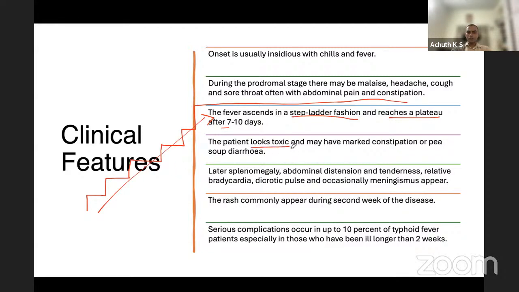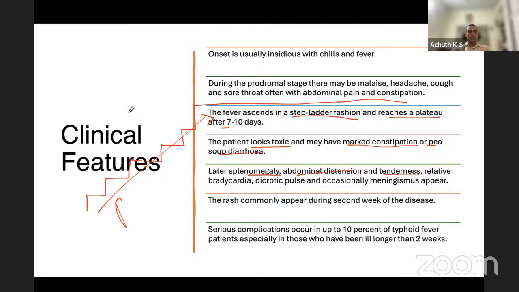The patient looks toxic, and he might have marked constipation or pea soup diarrhea. Looks like pea soup. Hope you people don't have it tonight. And later, the complications might be splenomegaly, abdominal distension, and tenderness.